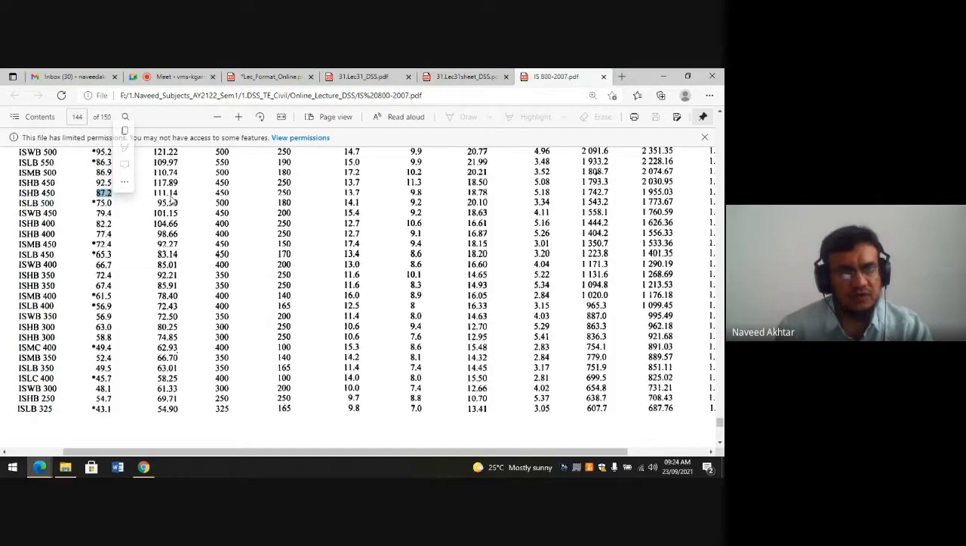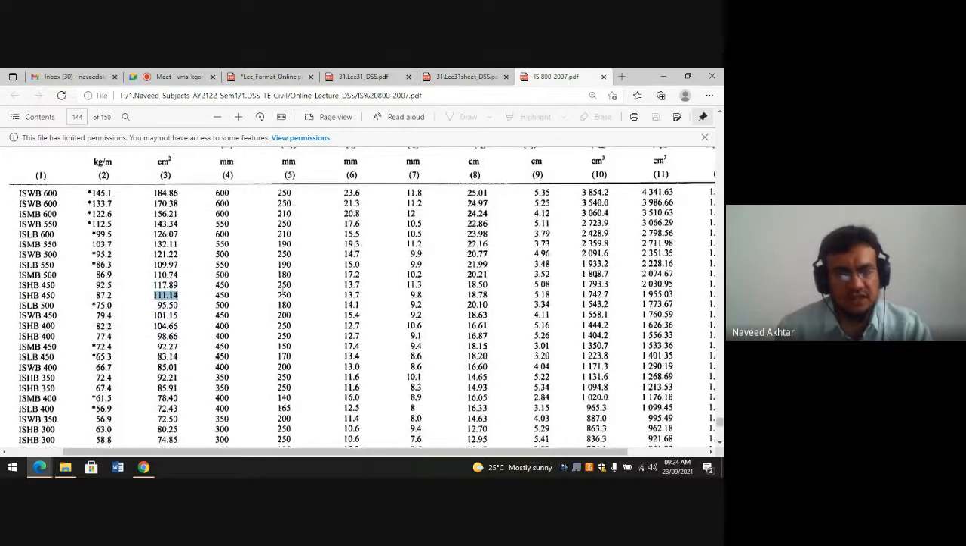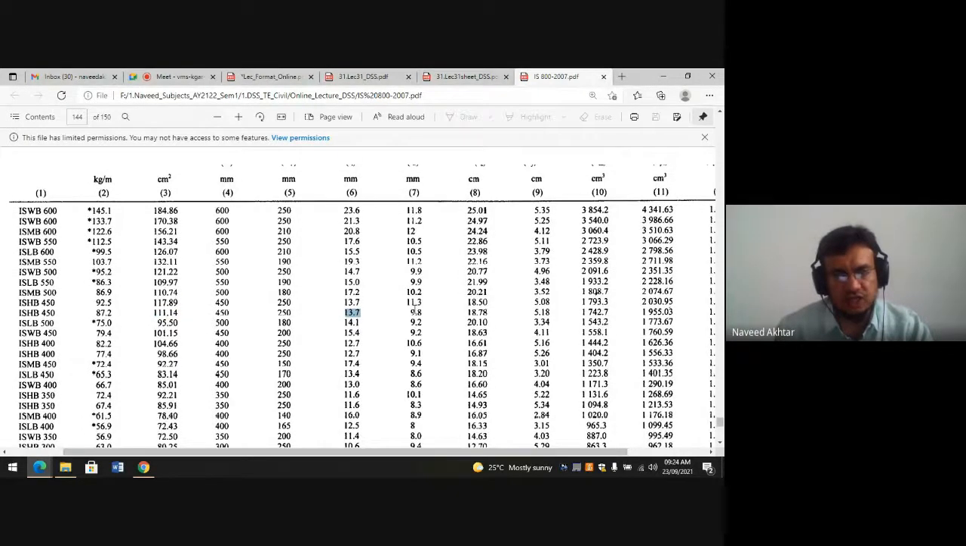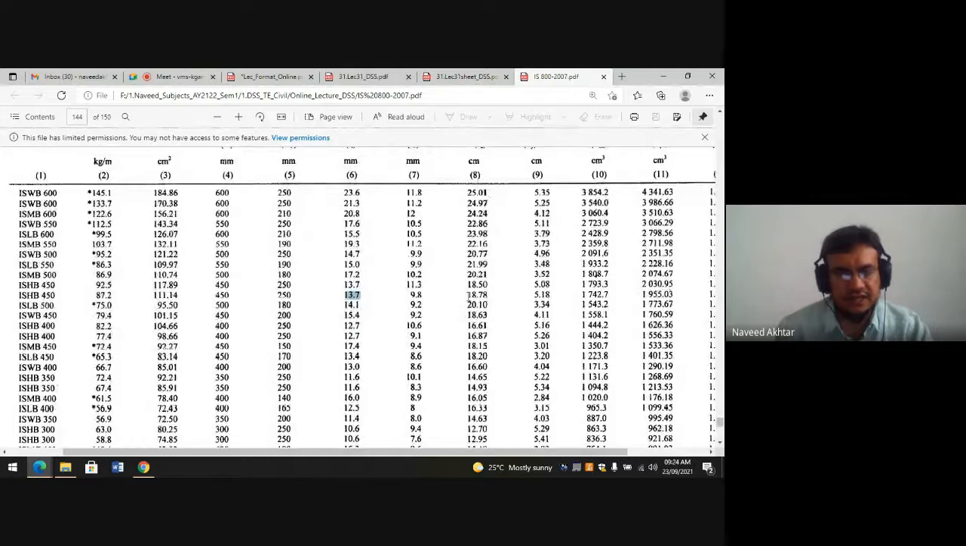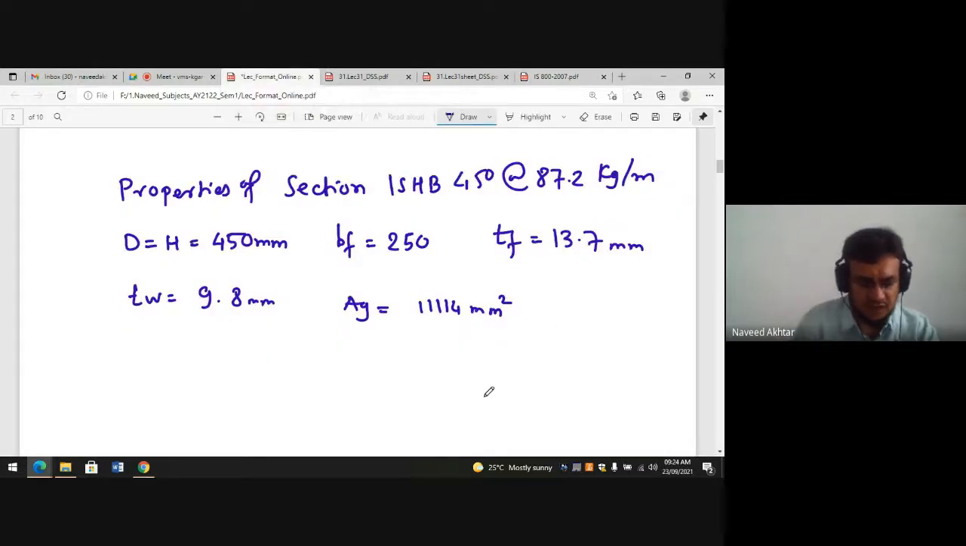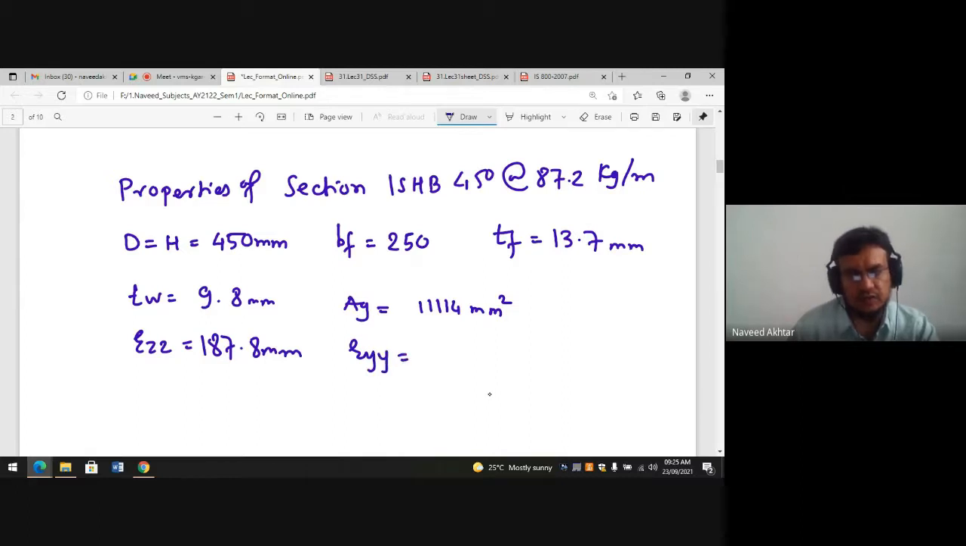The area is 111.14. Depth of section is given 450. Width of flange is 250. Thickness of flange is given 13.7. Thickness of web is given 9.8. Radius of gyration about the z-axis is given as 187.8, that is RZZ, and similarly RYY. No need of calculation, it is directly given.